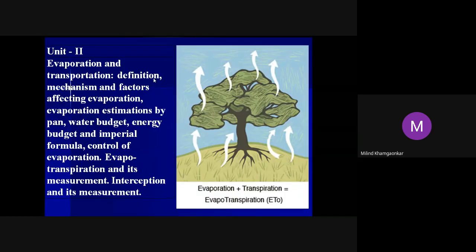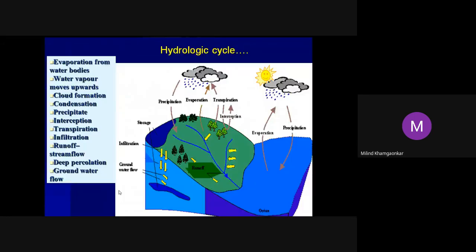It is a fairly big topic, but we have to discuss it and finish it off. It covers evaporation, transpiration, definition, mechanism, factors affecting evaporation, and so on. Some numericals are also there. Interception and its measurement we covered in our first unit, but we will still try to cover it here.